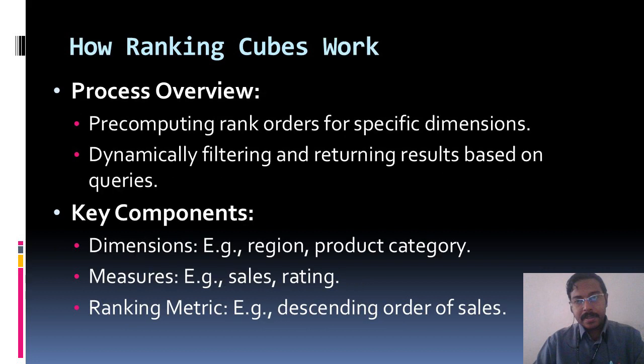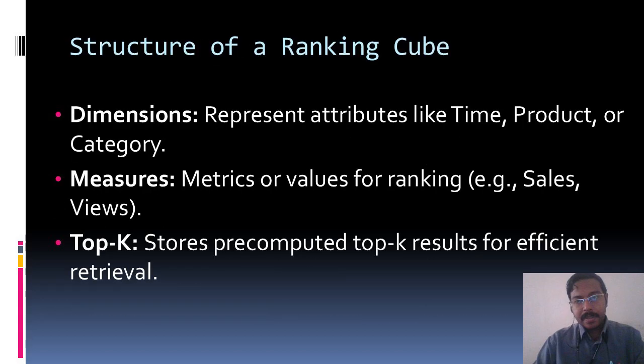Ranking cubes work by pre-computing ranking orders for specific dimensions like region or product category. Then, when a query comes in, the cube dynamically filters and returns results instantly. For example, if you ask what is the highest rated item in electronics this month, the cube can fetch the answer directly from stored rankings.